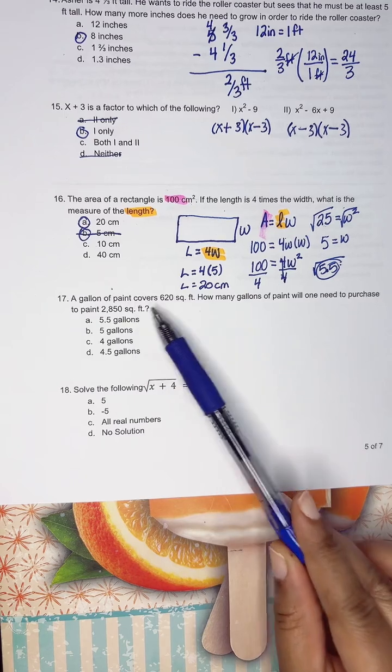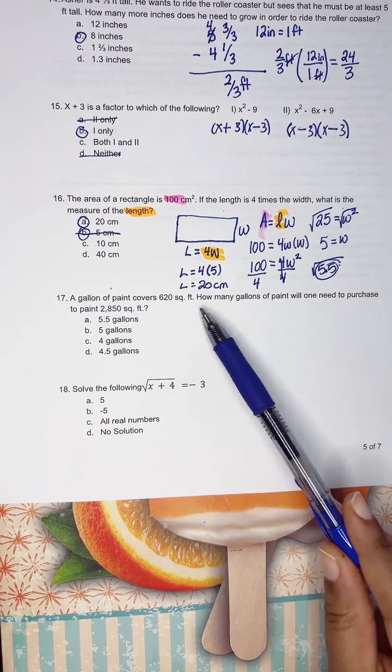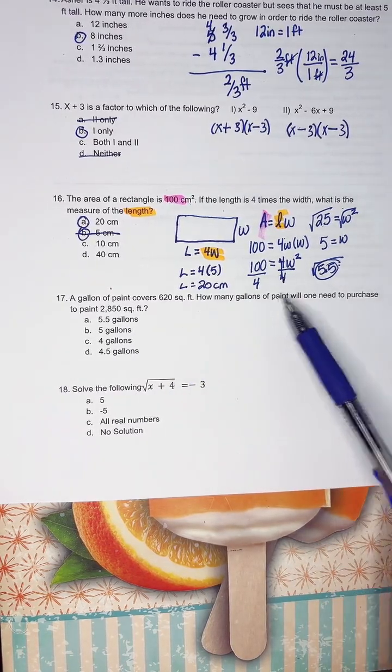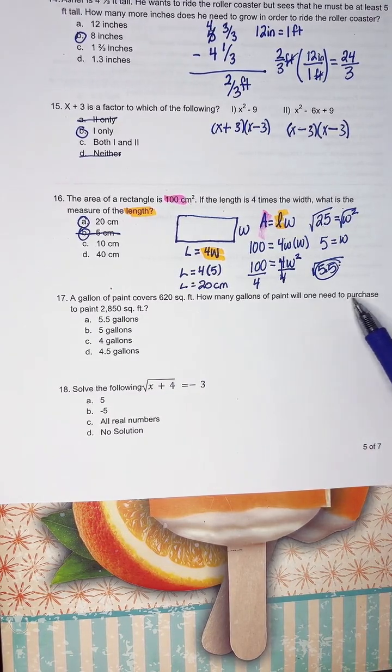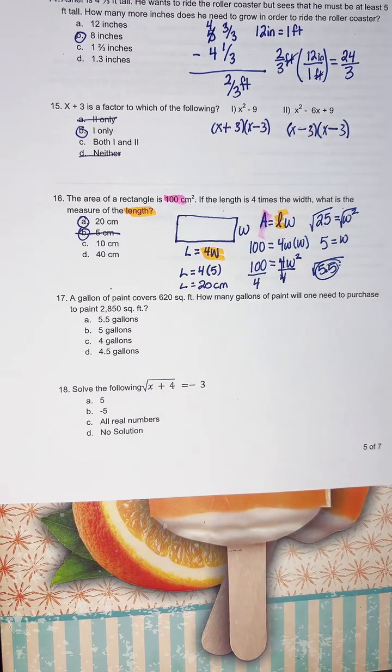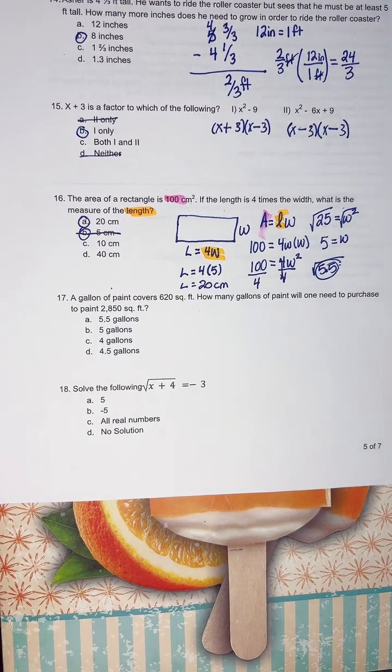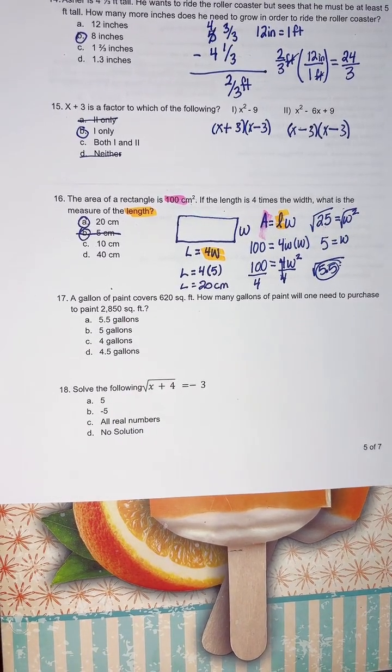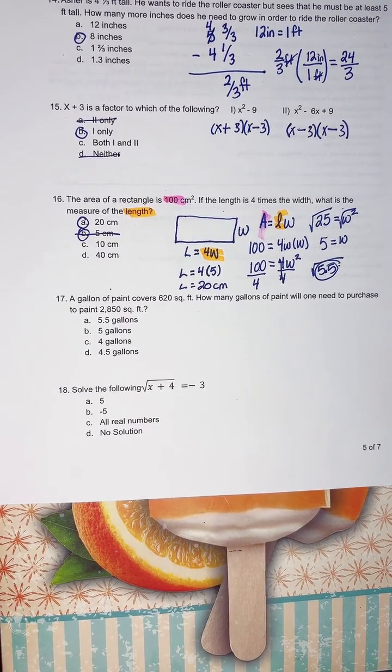A gallon of paint covers 620 square feet. How many gallons of paint will one need to purchase to paint 2,850 square feet? Okay. How we setting this up, y'all? Pedro said D. Okay.